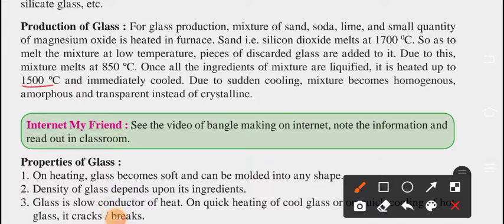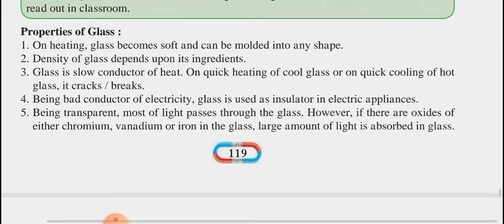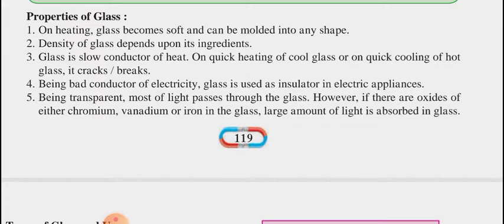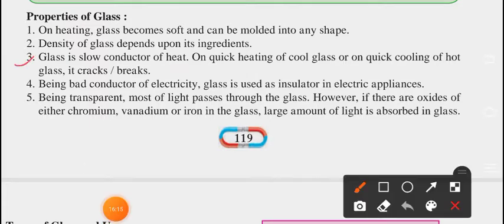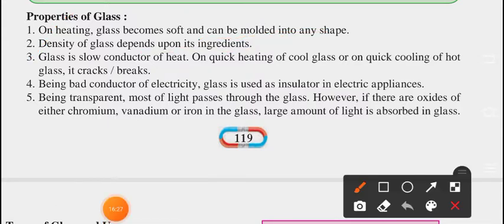Due to the sudden cooling, the mixture becomes homogeneous, amorphous, and transparent instead of crystalline. So, after the cooling, whatever the mixture is there, it is a part of glass only. Few properties are there of glass. On heating, glass becomes soft and can be molded into any shape. The density of glass depends upon its ingredients. What are the ingredients present in the glass? The density depends on those same ingredients.